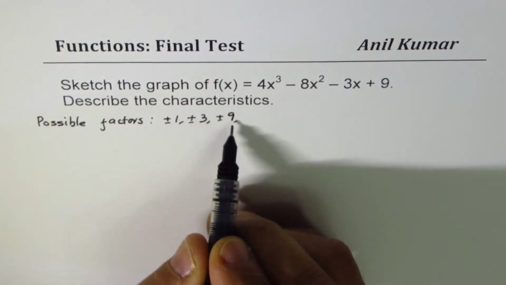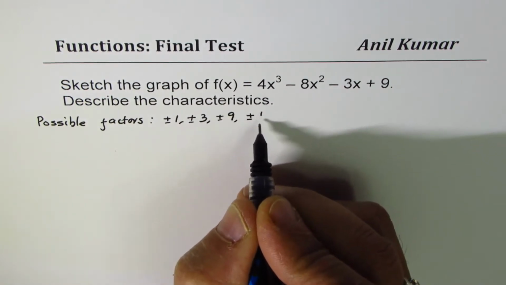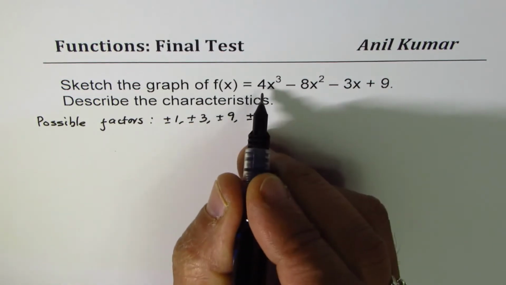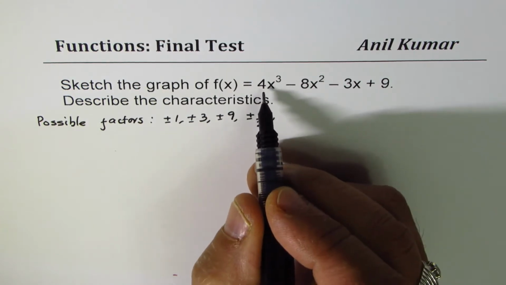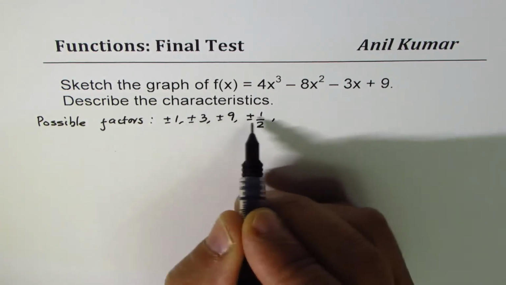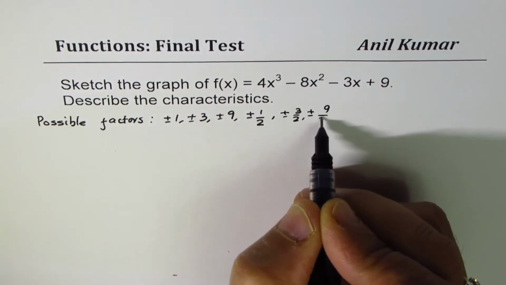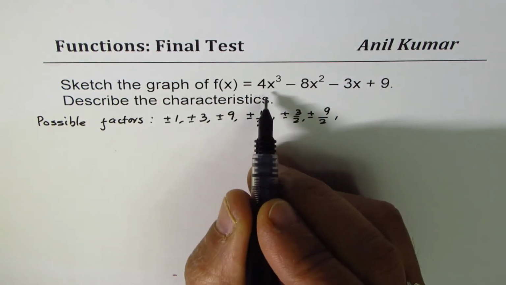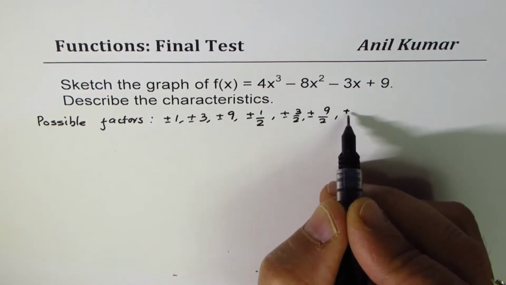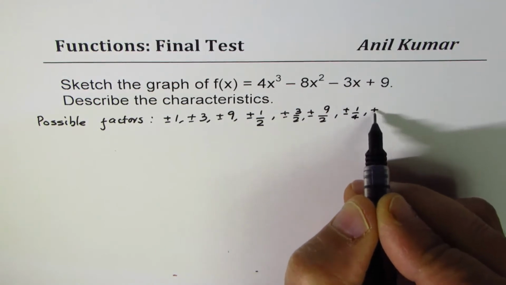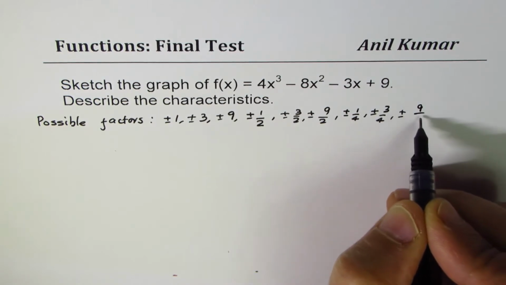And then we'll divide each one of these by the factors of 4. So we have plus minus 1, which is already taken care of. So the other factor is 2, and the factor of 4 is 4. So first we'll do half of all these. We have plus minus 3 over 2, plus minus 9 over 2. The second factor is 4, so let's do all these divided by 4. So we have plus minus 1 over 4, plus minus 3 over 4, plus minus 9 over 4.